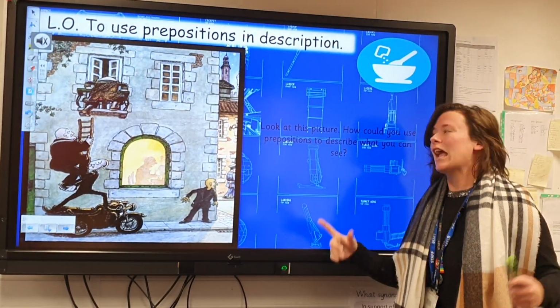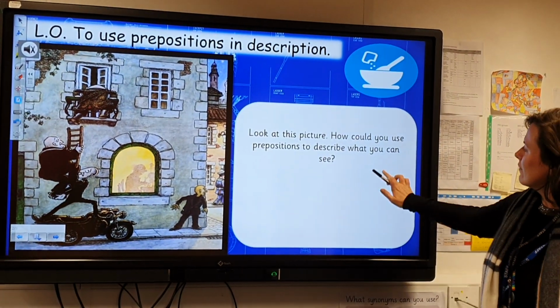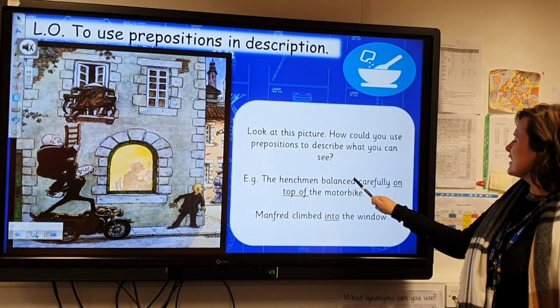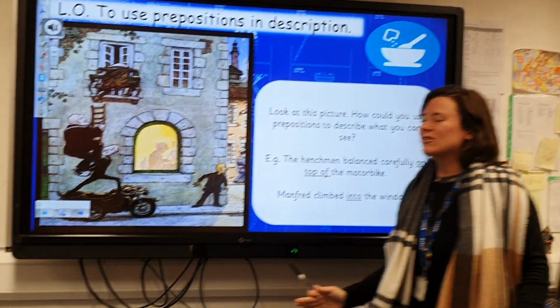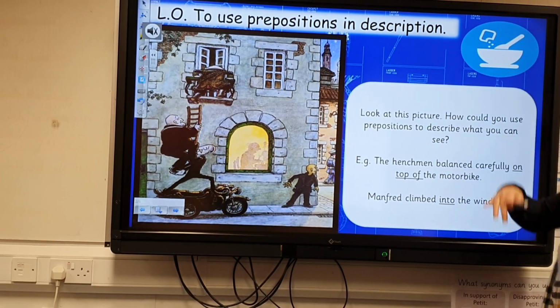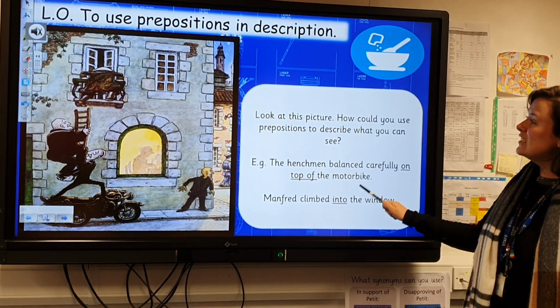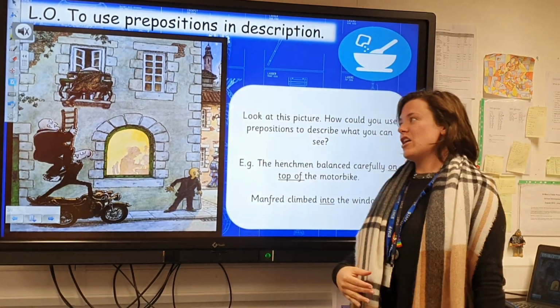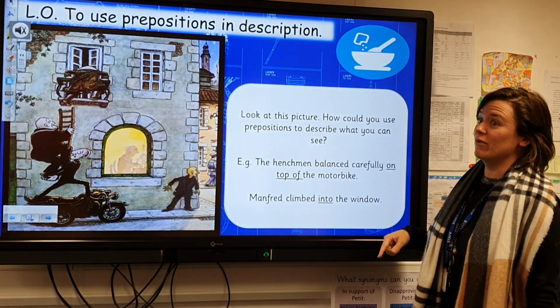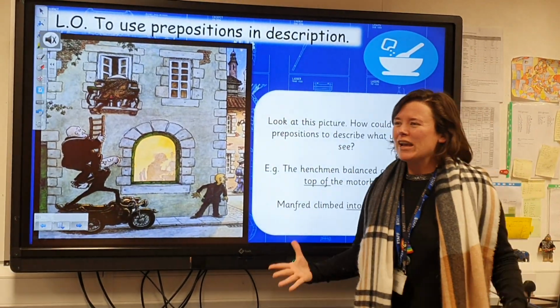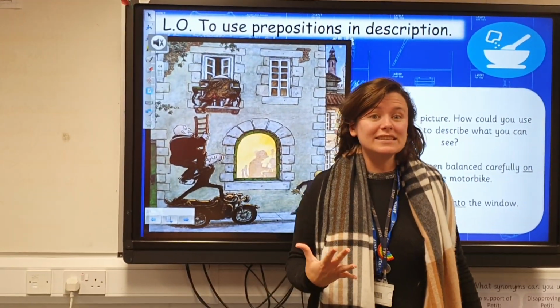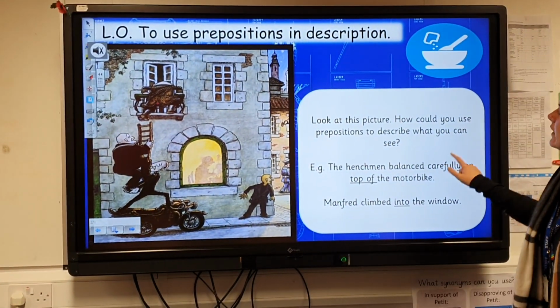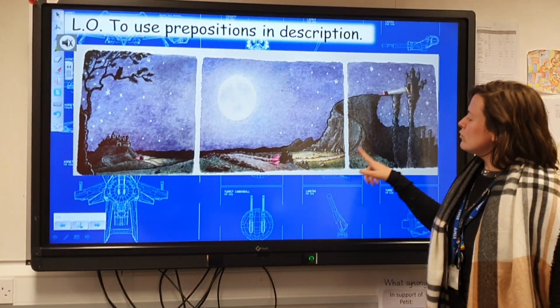Let's see what we came up with earlier. The henchman balanced carefully on top of the motorbike. So clearly it's on top. That's telling you where it is. Manfred climbed into the window, so he's going into it. So every single time it's saying where they are. A lot better than what I came up with a moment ago. So we're going to now be practicing this skill, describing the setting as the professor travels.